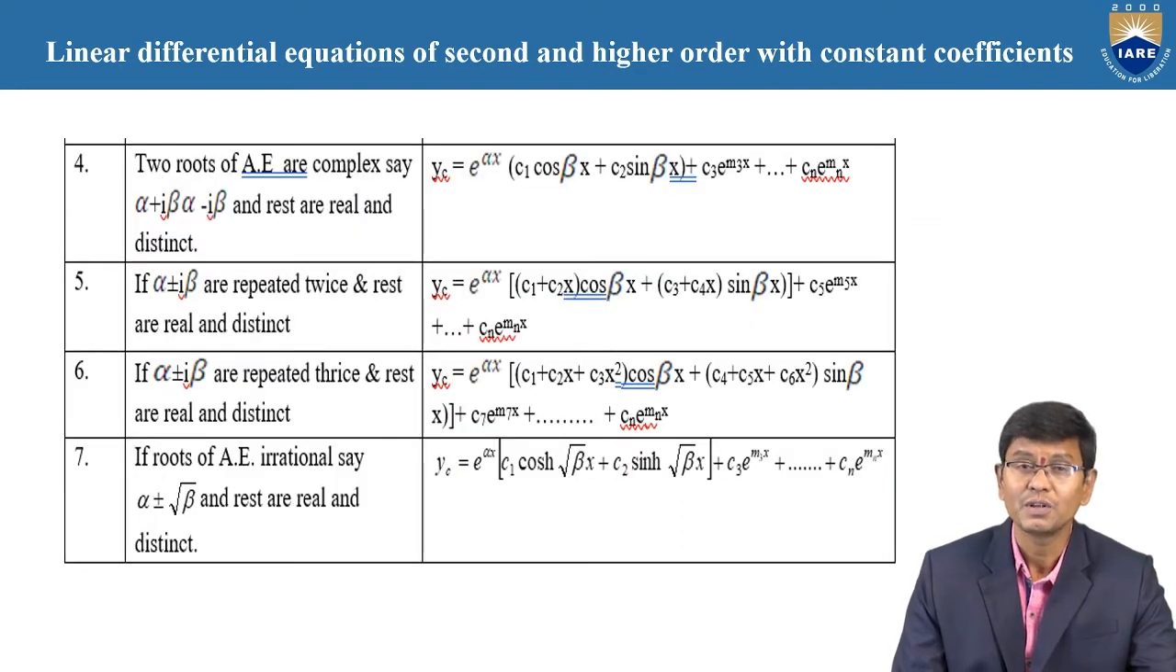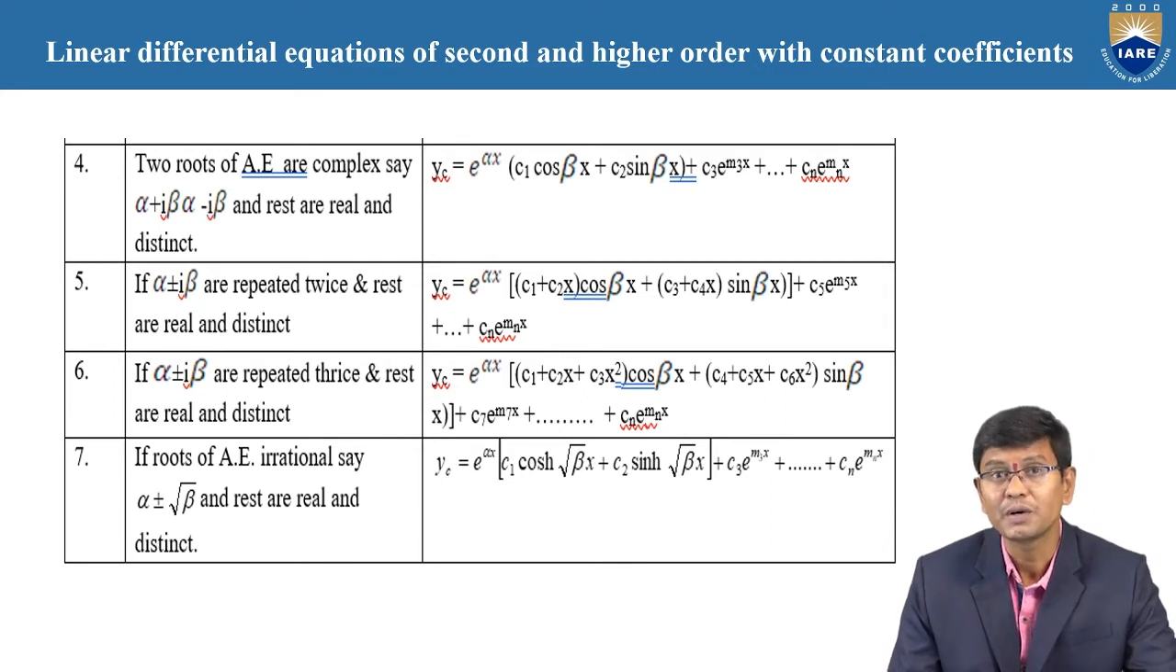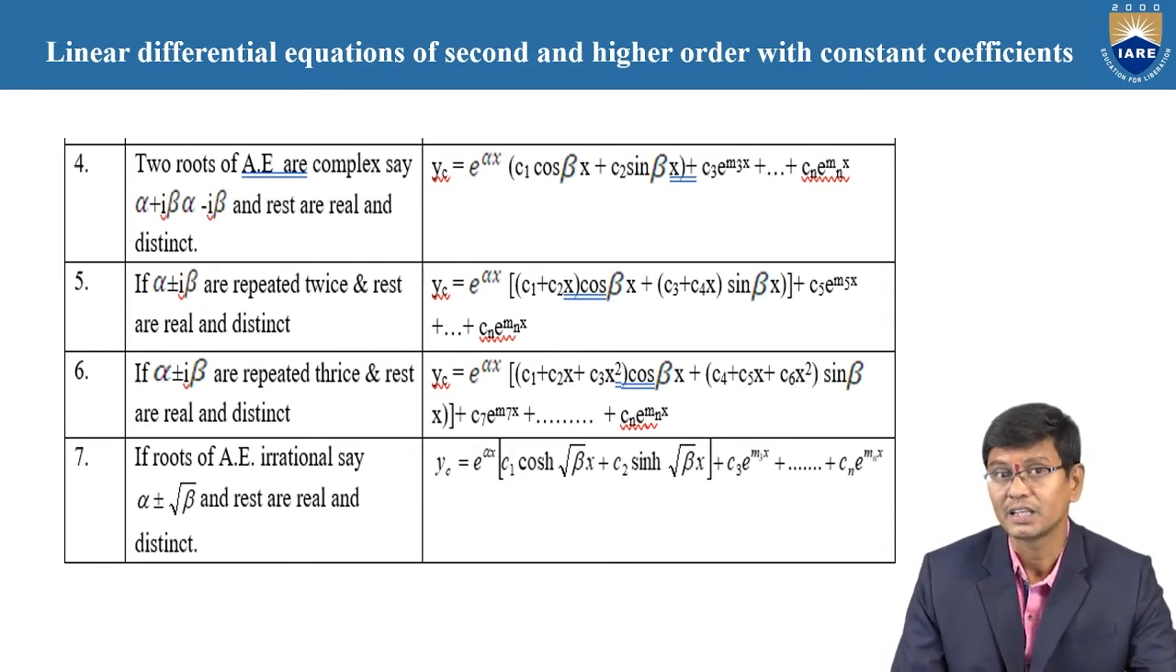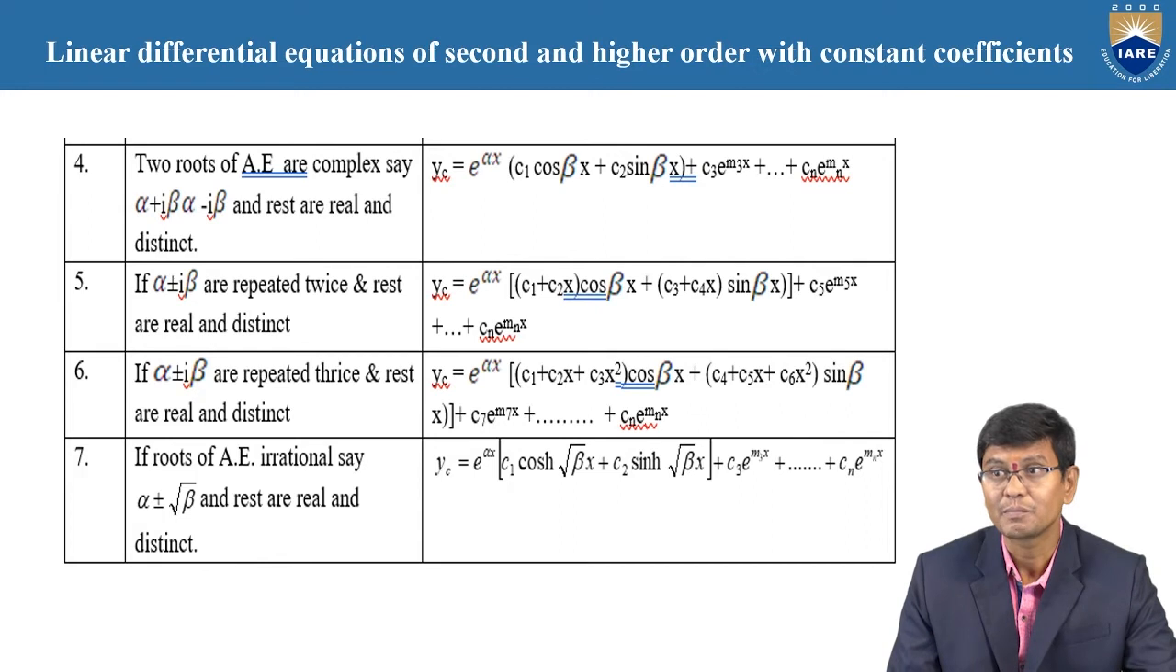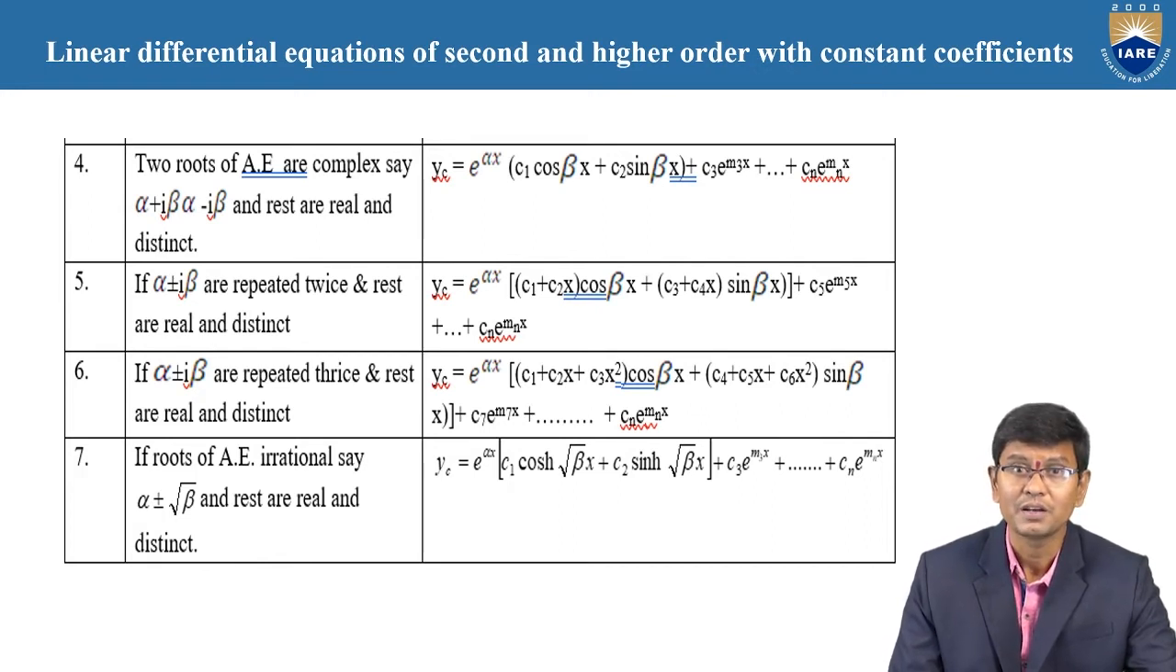And again, for example, if the roots are complex, that means two roots are alpha plus or minus i beta, that is alpha + i beta and alpha - i beta, and the rest of the roots are different, then yc = e^(alpha x) (c1 cos beta x + c2 sin beta x) + c3 e^(m3 x) + ... + cn e^(mn x). The real part is alpha and the imaginary part is beta.